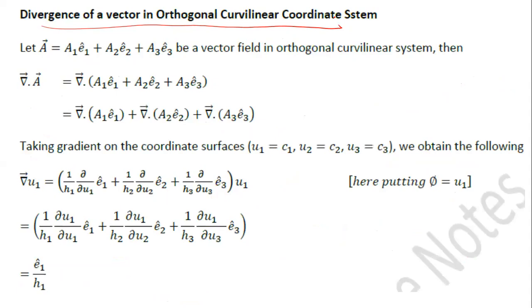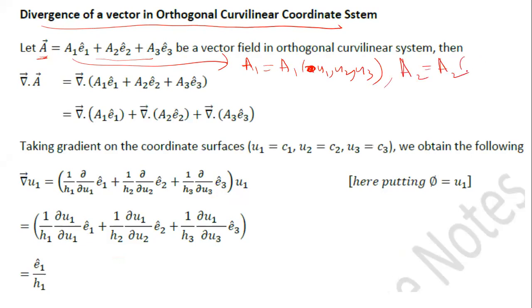So let us consider a certain vector A in the orthogonal curvilinear system. You can express it like this. Here, A1 can be a function of the coordinate variables u1, u2, u3, and A2 can be a function of u1, u2, u3, and A3 can be a function of u1, u2, u3.